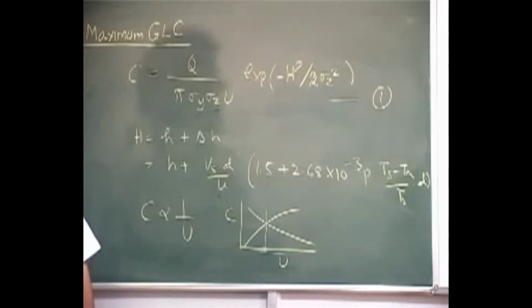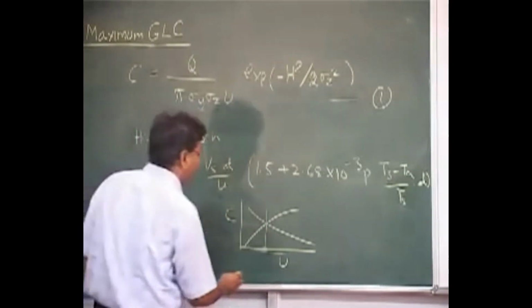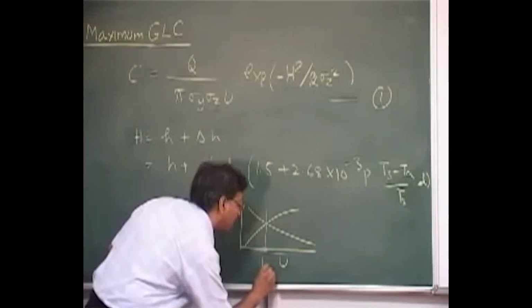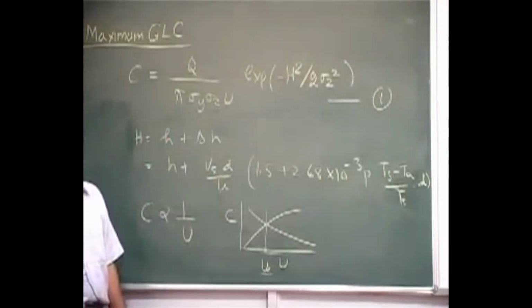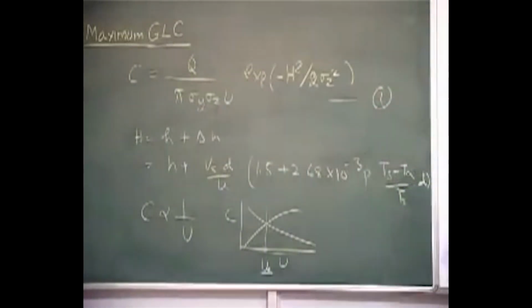There will be a particular wind speed, for any given stability, where the concentration may be the maximum, and such wind speed we call UC or U critical. So, let us say what is U critical.